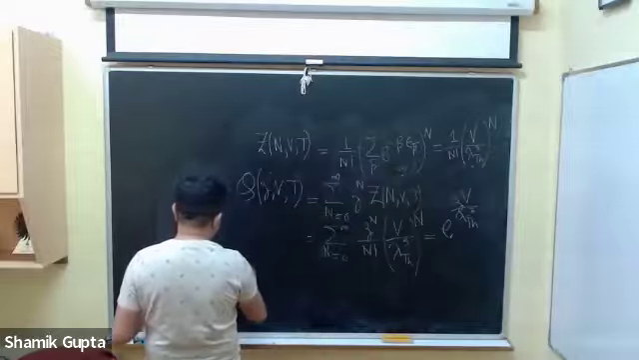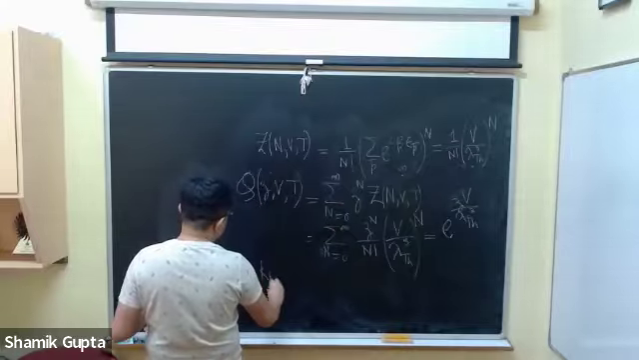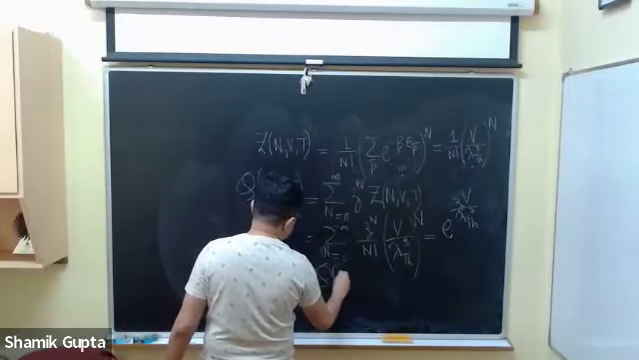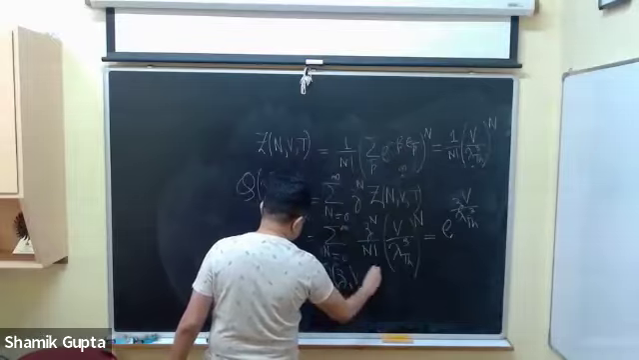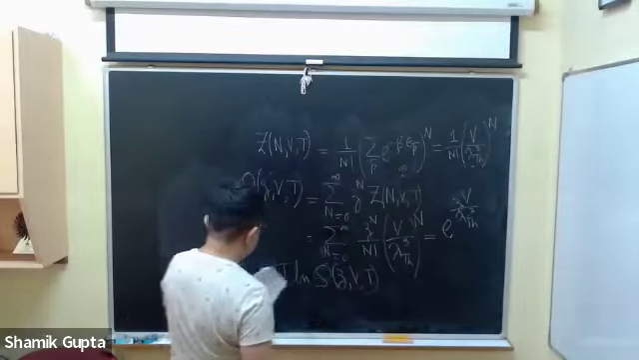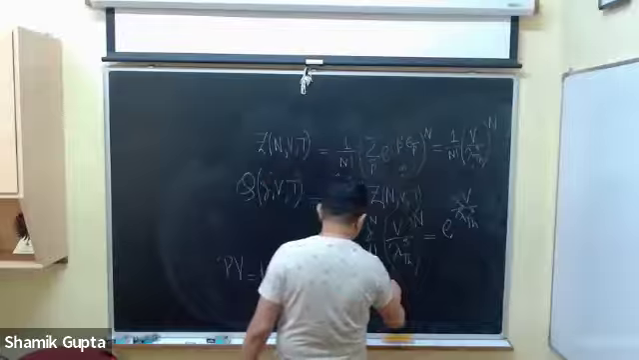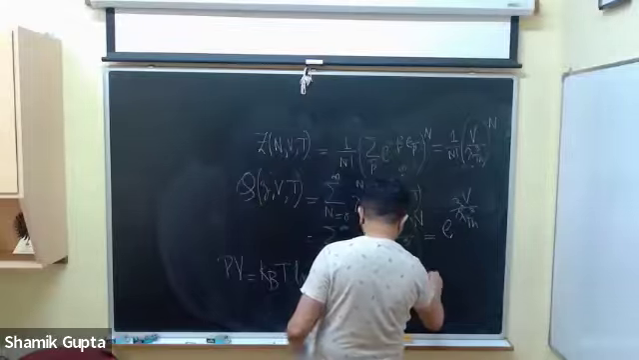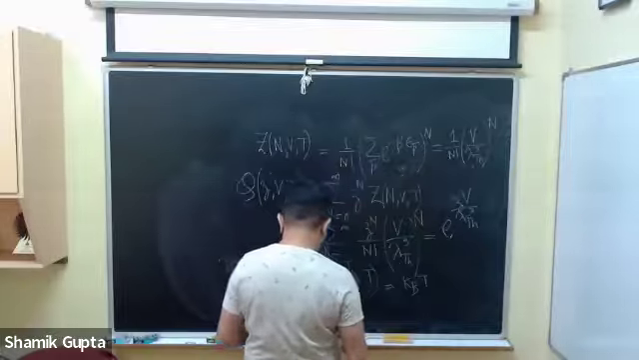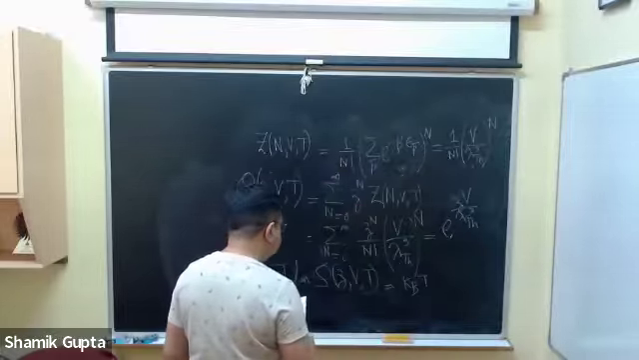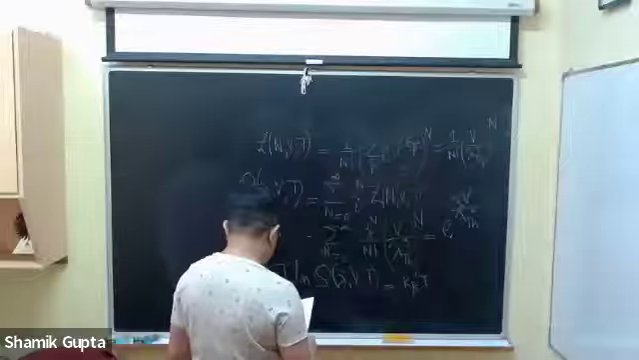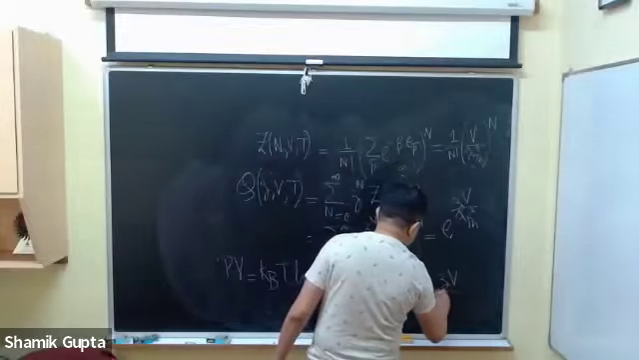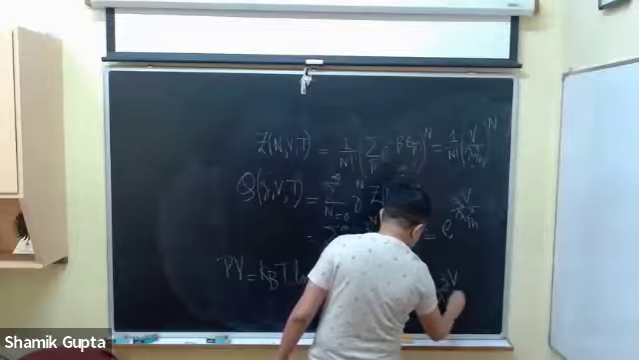So therefore, I get PV that is equal to kBT log of the grand canonical partition function. And if I take the log of that, I get kBT times zV divided by lambda thermal cubed.